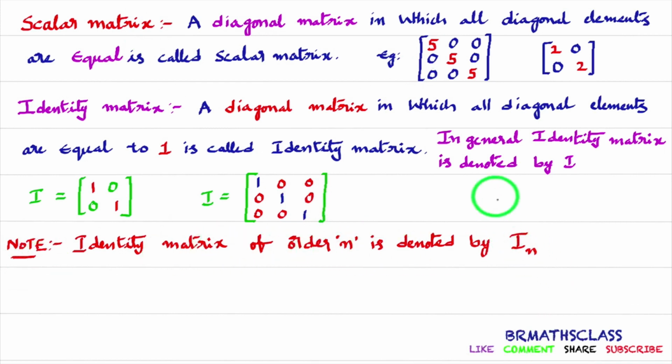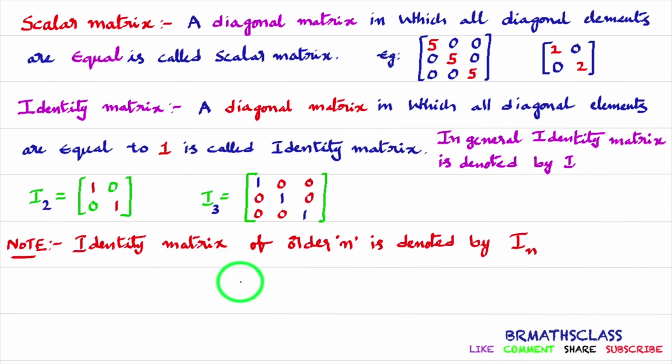In general, the identity matrix is denoted by I. Identity matrix of order n is denoted by In. You see, this is the identity matrix of order 2, which can be written as I2. I2 represents the identity matrix of order 2. And this is the identity matrix of order 3, which is denoted by I3. I hope you understand what is identity matrix.